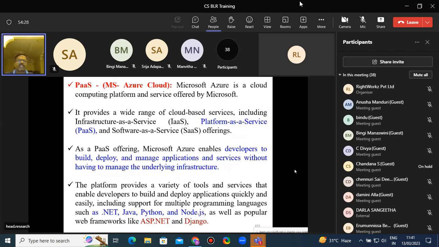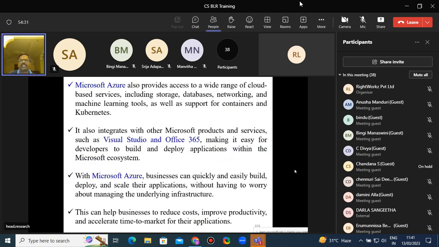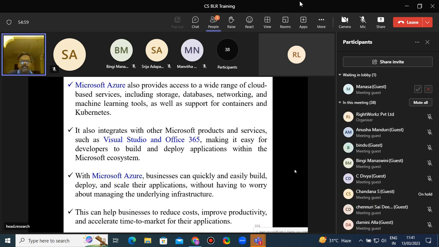Then Microsoft Azure also provides access to a wide range of cloud-based services, including storage, databases, networking, and machine learning tools, as well as support for containers and Kubernetes. It also integrates with other Microsoft products and services, such as Visual Studio and Office 365, making it easy for developers to build and deploy applications within the Microsoft ecosystem.